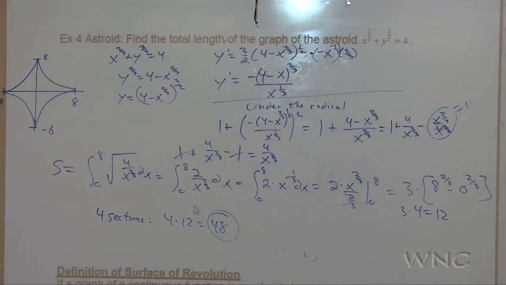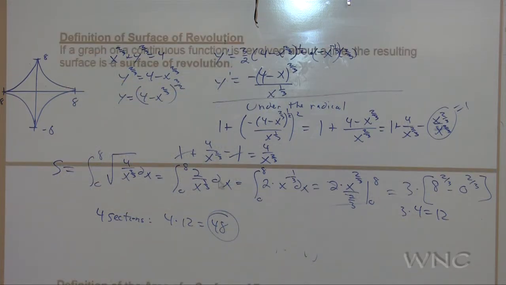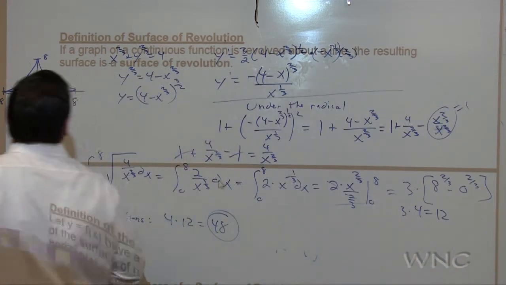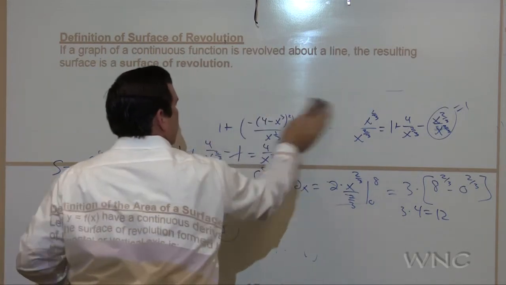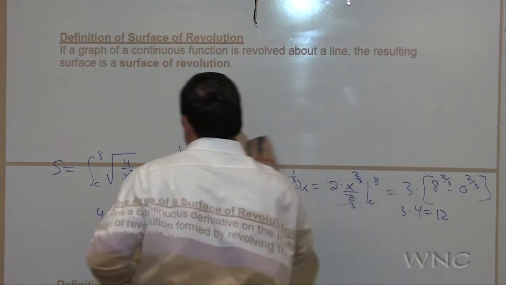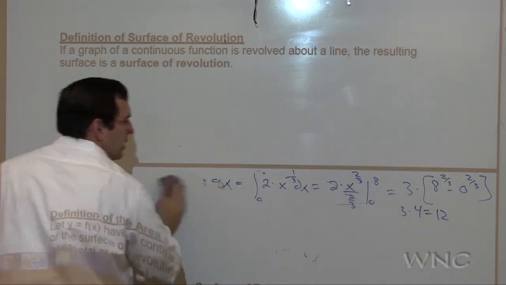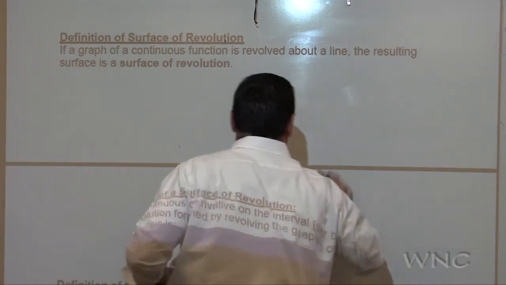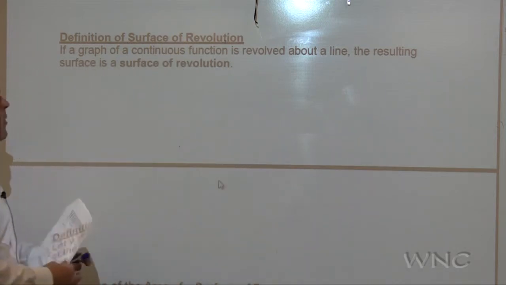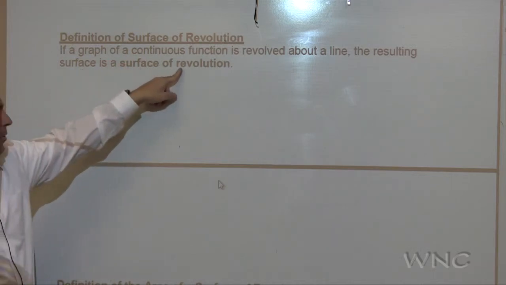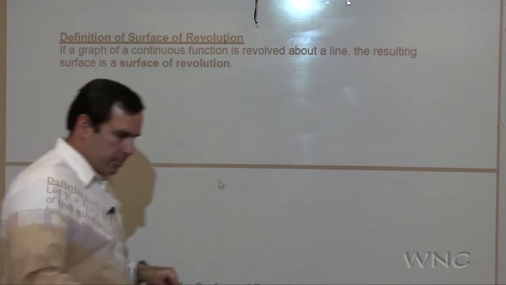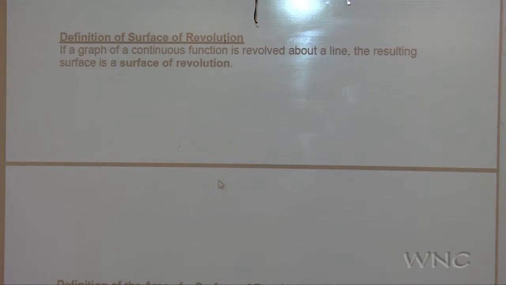So we've talked about arc length on several different examples now. Now we want to talk about a surface of revolution. In previous sections we talked about volume. This is talking about a surface. Imagine a line being rotated, not an area now. A line is rotated, and you're going to have a surface of revolution. So if the graph of a continuous function is revolved about a line, the resulting surface is a surface of revolution. So you spin it around, it'd be like a hollow bowl or something.